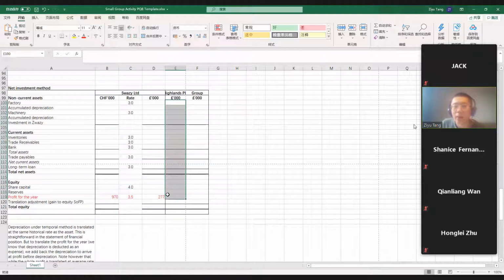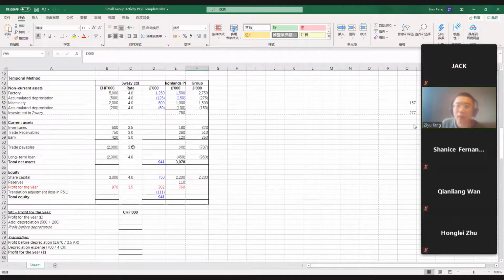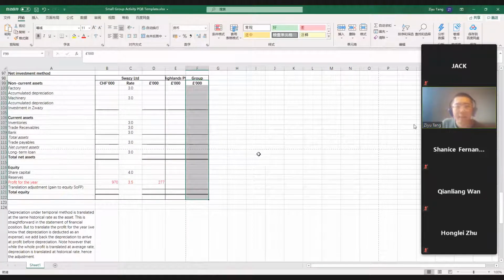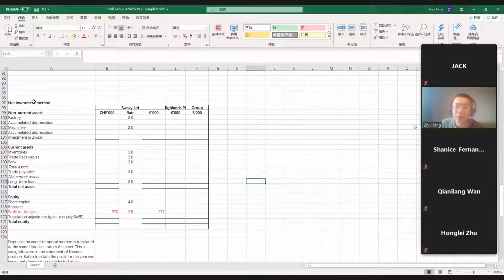After translating to British pounds, the next step is to calculate the consolidated statement. It's still the same as before. The value of the translated financial position will be different, but it's a common thing, okay? Because you are using a different method to translate the CHF to British pounds, it's reasonable to have some difference in the total value.